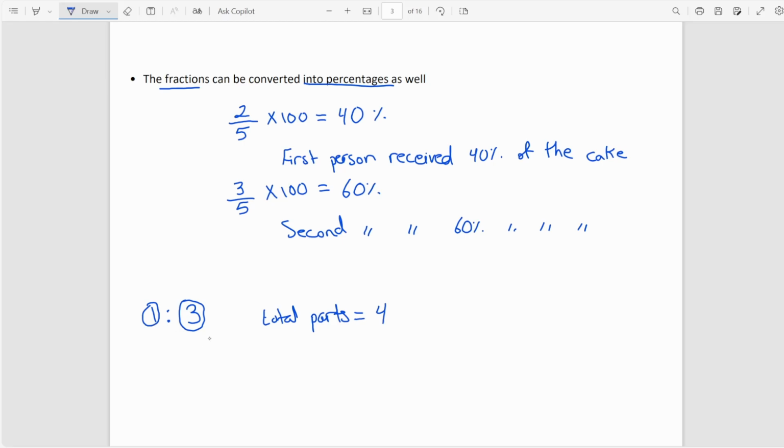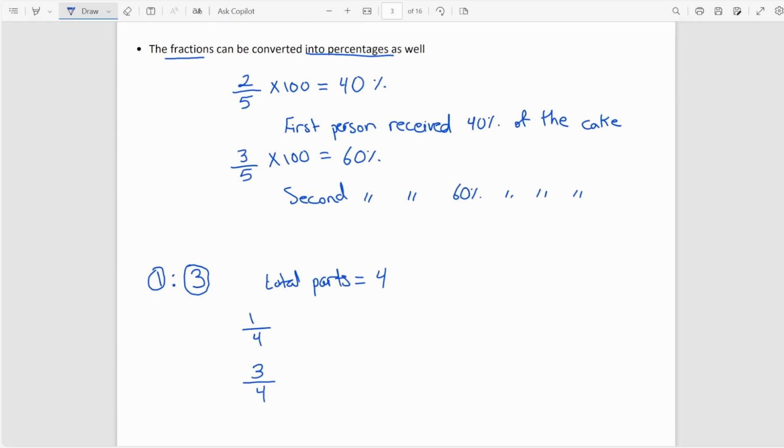The first person receives 1 out of those 4 parts, and the second person receives 3 out of those 4 parts, okay? So this is what the ratio is. Now, if you multiply this by 100 to get a percentage, you will get 25%. And if you multiply this by 100 to get a percentage as well, you get 75%.